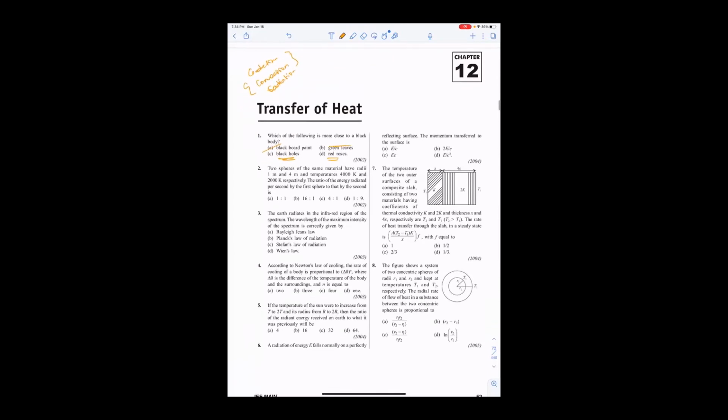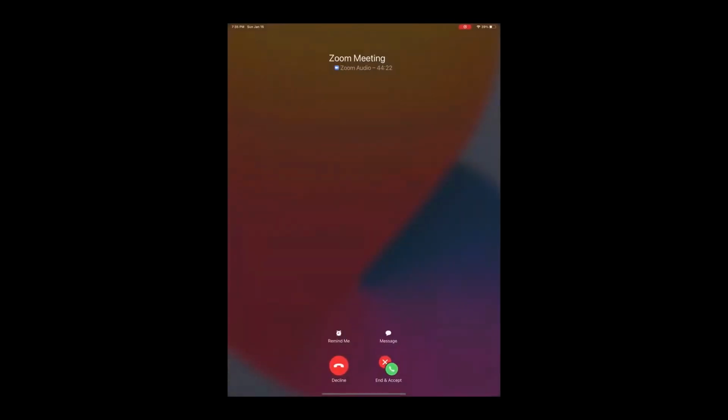Second one: two spheres of the same material have radii 1 meter and 4 meter, temperatures 4000 and 2000. The ratio of energy radiated per second by the first to that of the second. So the energy formula, what is the energy radiated equal to?